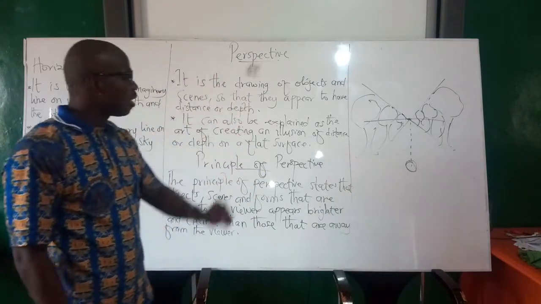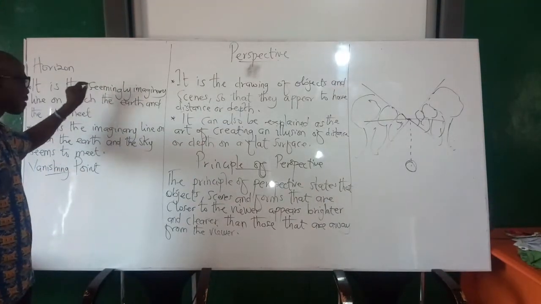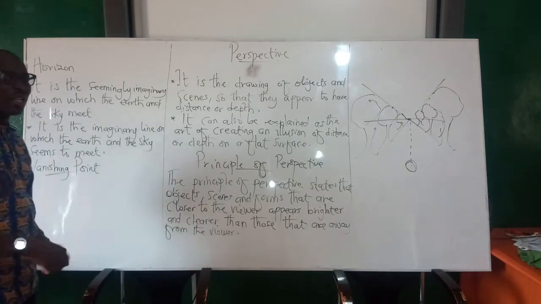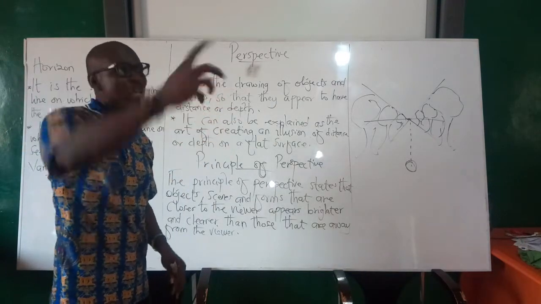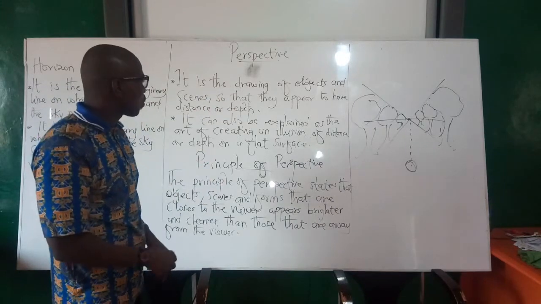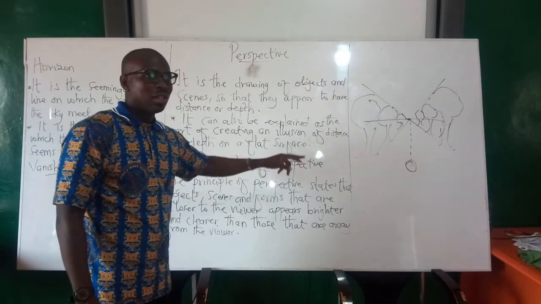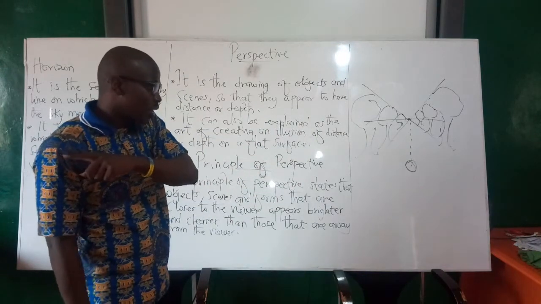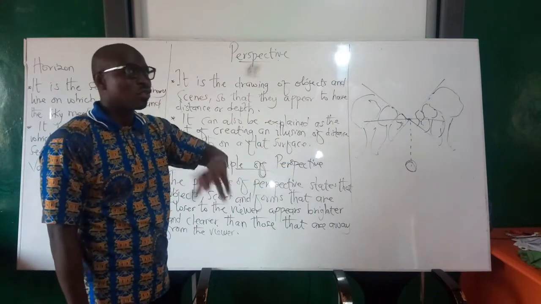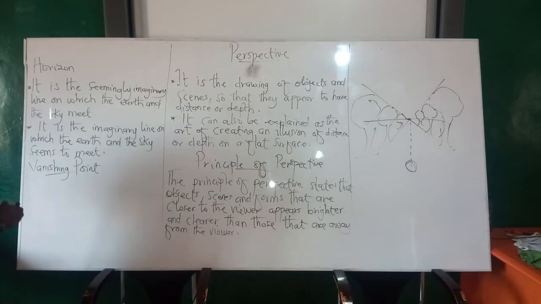Make sure you don't forget, when you come to the horizon, you see the word seemingly, seen. That means it is not how it is, but when you see it, you see it as if. That's why when we're defining perspective, we've got something like illusion. It looks like it is this, but it's not this, it's that. Okay, so vanishing point, let me write it on the board so that we discuss.